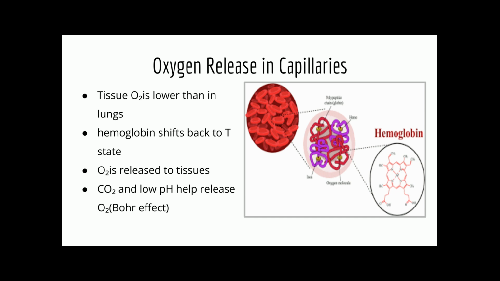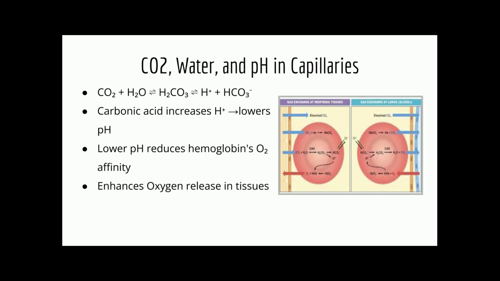Here's where carbon dioxide makes things even more interesting. As cells produce CO2, it reacts with water in the blood to form carbonic acid. That acid breaks down into hydrogen ions, which lowers the pH of the blood. Lower pH actually makes hemoglobin release oxygen more easily. This is called the Bohr effect. So in tissues with lots of CO2, hemoglobin is encouraged to let go of oxygen.